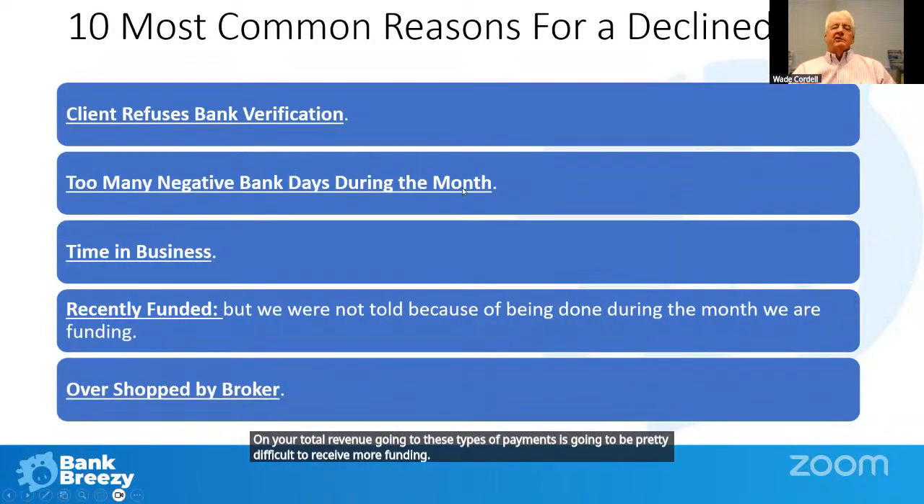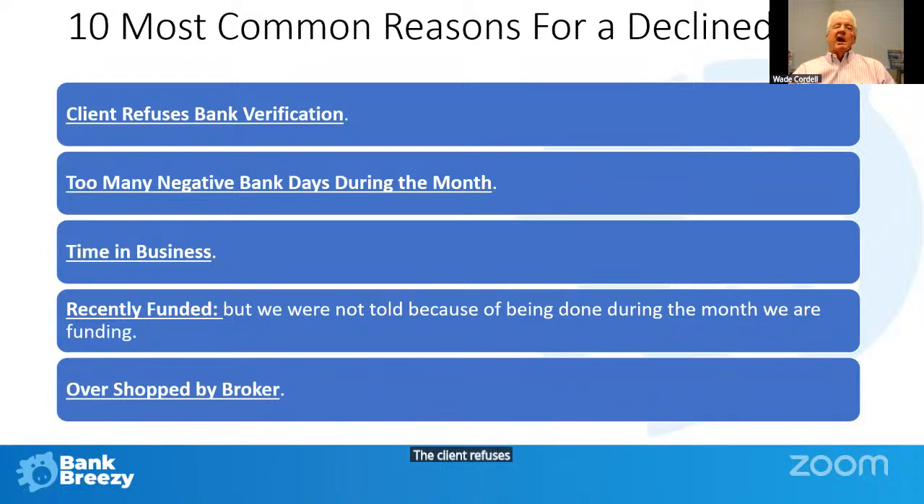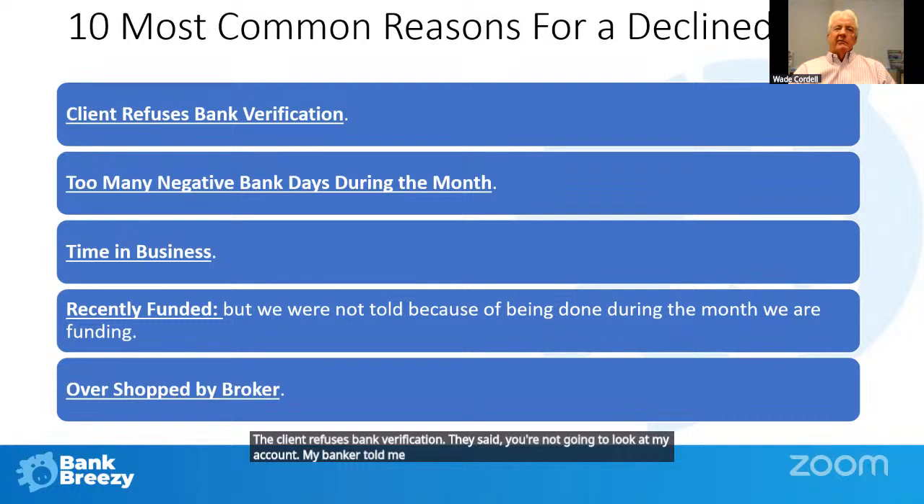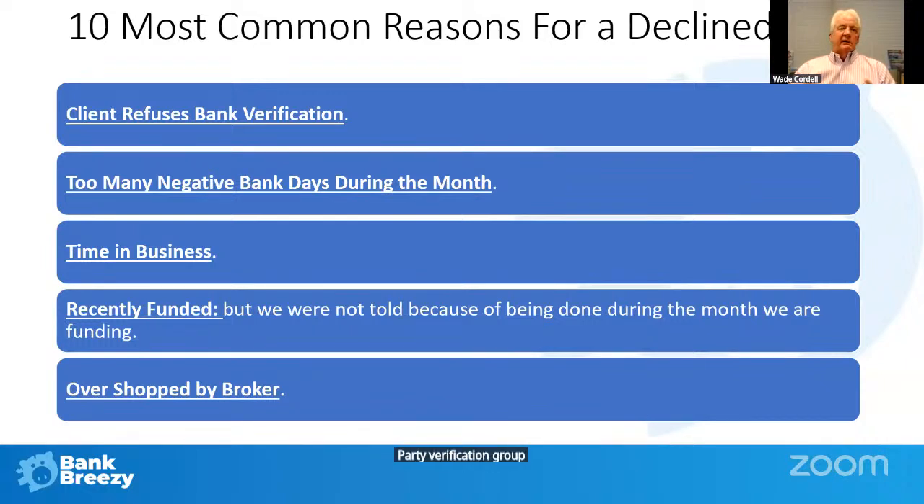The client refuses bank verification. They say, "You're not going to look at my account. My banker told me not to give you my username and password." Well, we're not asking for that unless it's an extreme situation, but we are asking that they do the bank verification. You can look up Decision Logic and Plaid, and you'll see they are third-party verification groups out there, and everybody uses them. The banks know who they are.